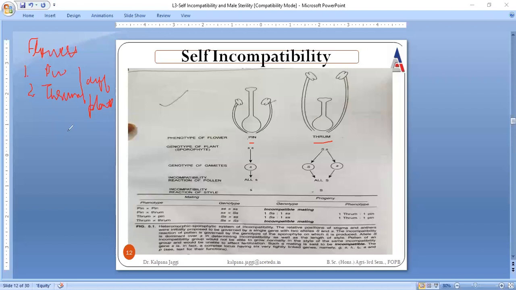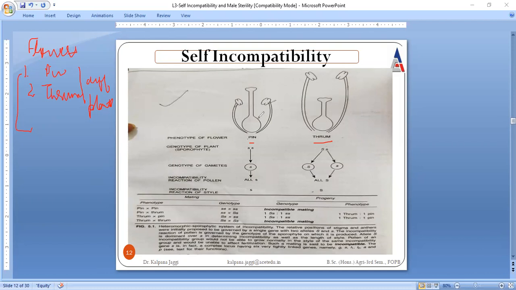So we are talking about the two flowers, and these two flowers originate on different plants. Now we will talk about the characteristics of the very first flower, that is pin. Pin flowers have a long style and short stamens, while thrum flowers have a short style but long stamens.